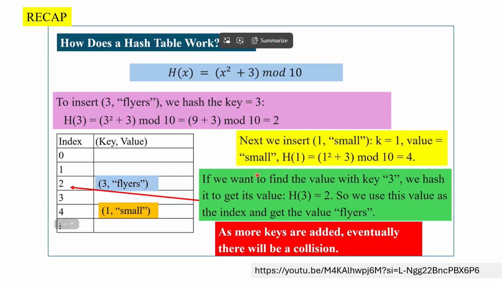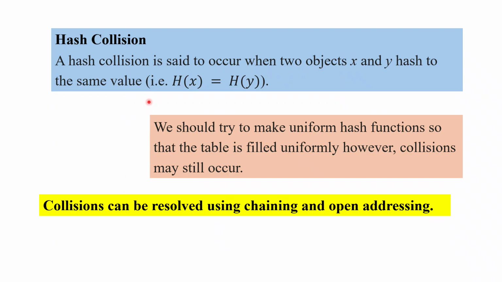So, what is a hash collision? It is said to occur when two objects x and y hash to the same value, h(x) equal to h(y). We should try to make uniform hash functions so that the table is filled uniformly and hashing to the same location is avoided. However, collisions may still occur, and these can be resolved using chaining and open addressing.